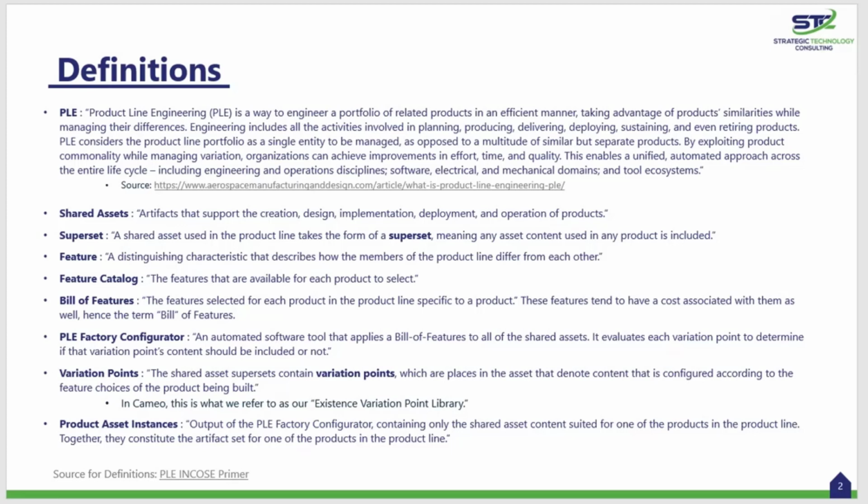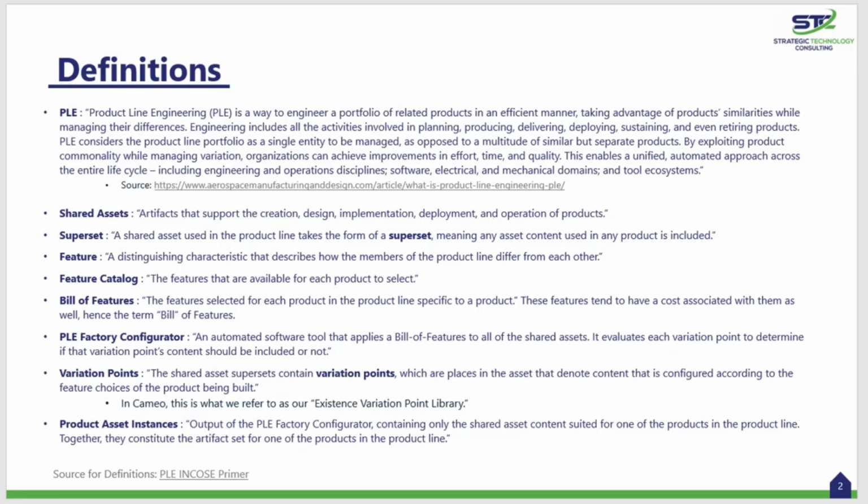So we have shared assets, which are just artifacts that support the creation, design, implementation, deployment, and operation of products. Your shared asset supersets are essentially your architectural models. And then the superset right below it is a shared asset used in the product line that takes the form of a superset. A good example would be all of the requirements. If you're defining a product line, there could be multiple different variants of a product.